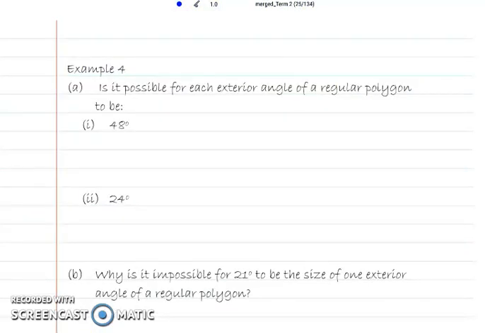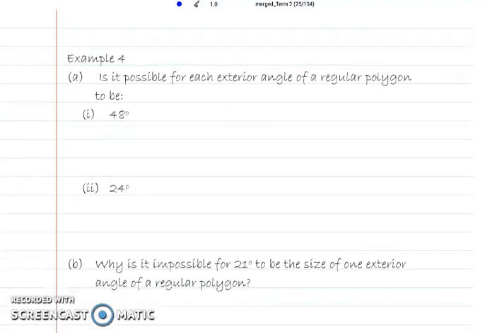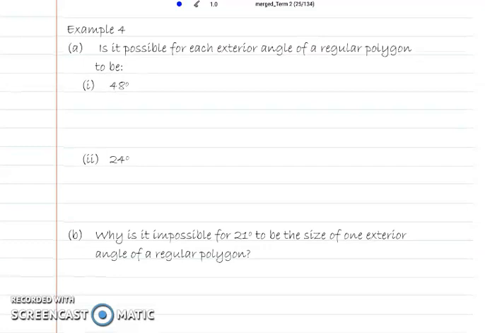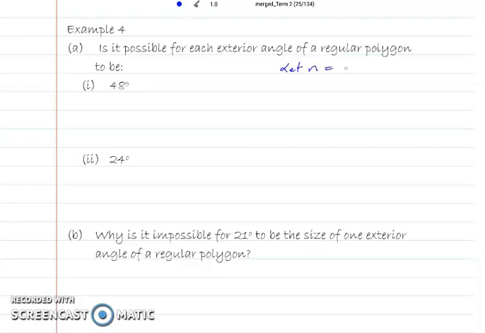All right, let's have a look at number 4. In number 4, we're asked, is it possible for each exterior angle of a regular polygon to be 48 degrees? All right, this is a very interesting question. To solve it, I'm going to say, let n be the number of sides.